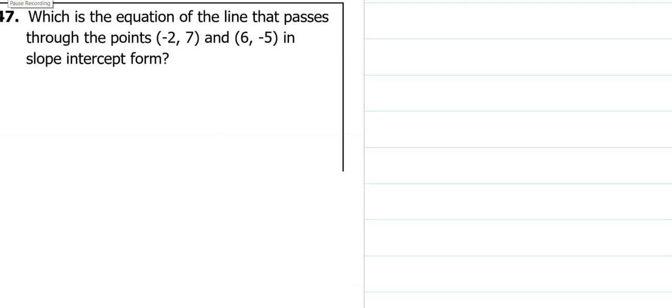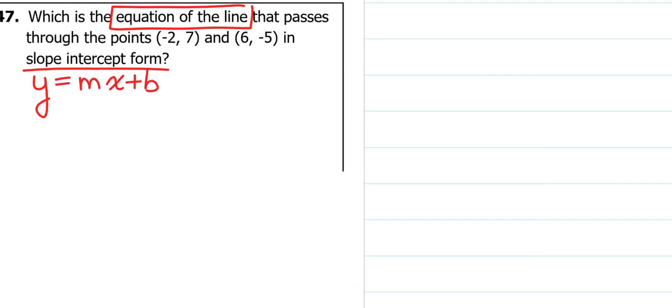47. Which is the equation of the line that passes through the points (-2, 7) and (6, -5) in slope-intercept form? So what is the equation of the line? And they want it just in slope-intercept form. So y = mx + b.